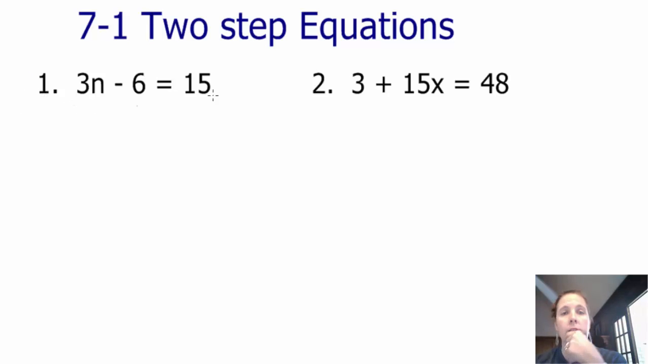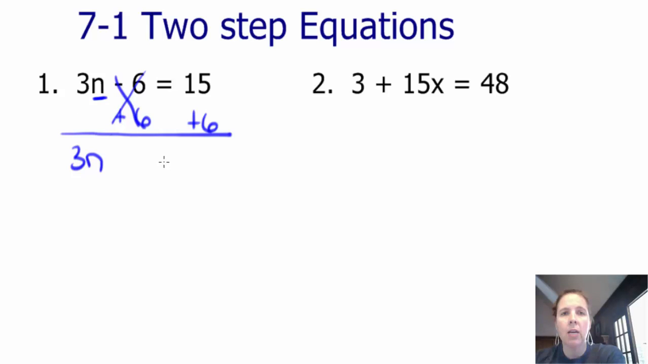So when we look at number 1, this is going to take us back to the first semester. We have 3n minus 6 equals 15. So remember, we want to get n all by itself. We want to isolate that variable. So we've got to get rid of that negative 6 and we've got to get rid of that 3. Well, you want to start with the addition and subtraction first. So we add 6. What we do to one side, remember, we do to the other. We add 6 over here. I'm going to bring my 3n down. This is canceled. Equals, and then 15 plus 6 is 21.